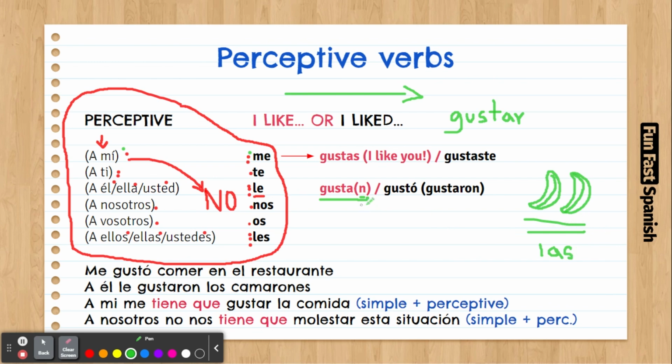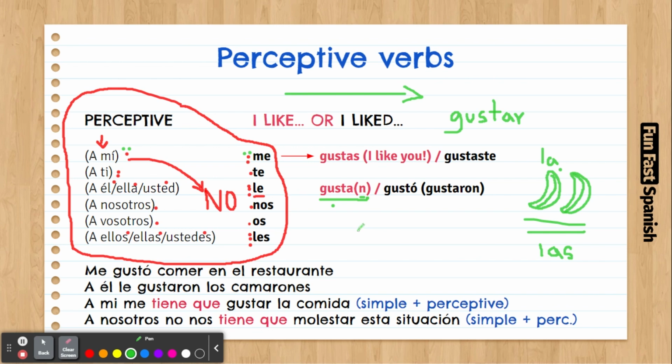Good. But if I just like one banana, let's say just this one, la banana, we're going to say a mí me gusta la banana, without the N. So first was gustan for plural, and then afterwards we just say gusta because it's singular. So you see, the verb gustar is changing. Gusta if it's singular, gustan if it's plural.